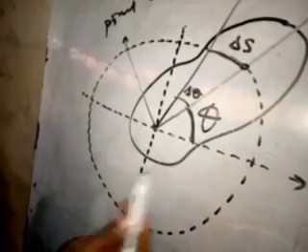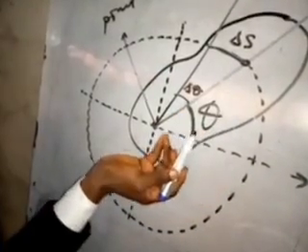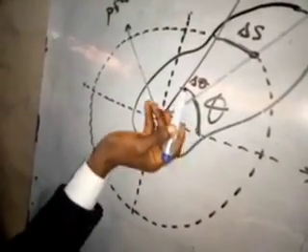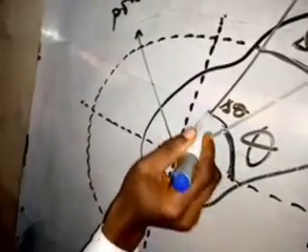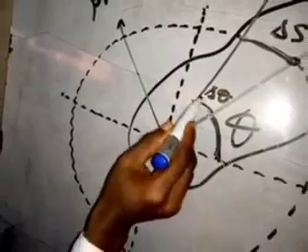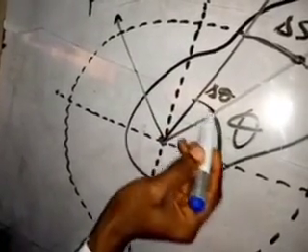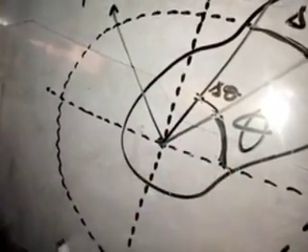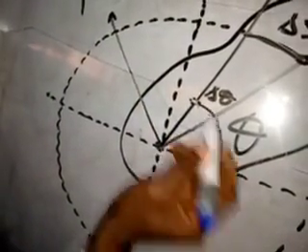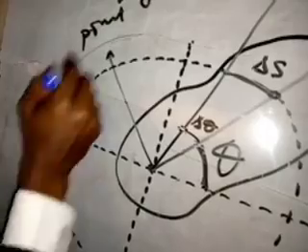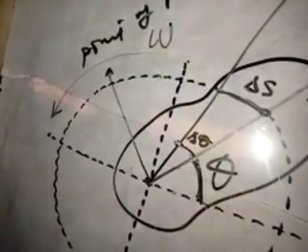But once it changes position, there's a change in the angular displacement, which is given as delta theta. Due to this change in position, or this displacement, what is induced is what we call angular velocity.